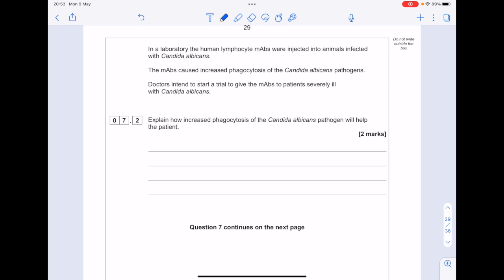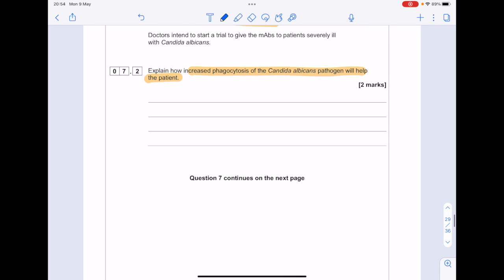In a laboratory, the human lymphocytes, monoclonal antibodies, were injected into animals infected with this Candida albicans. The monoclonal antibodies increase phagocytosis. That's good. Remember, that means that the pathogens will have been engulfed by white blood cells. Doctors intend to start a trial to give the monoclonal antibodies to patients severely ill with Candida albicans. Explain how increased phagocytosis of the Candida albicans pathogen will help the patient. Don't stress about all these words. It's saying, why is phagocytosis of the pathogen a good thing?